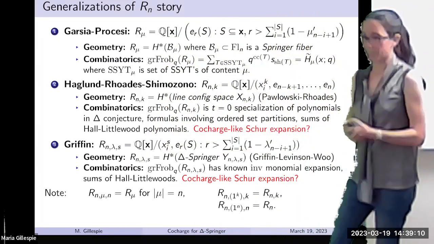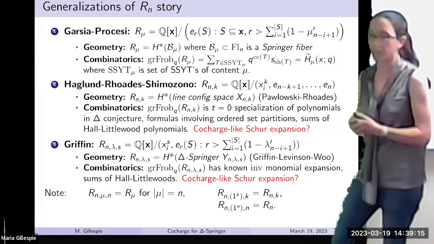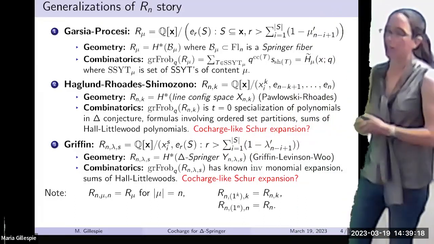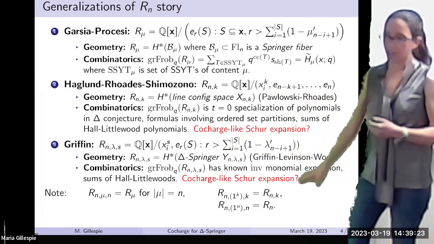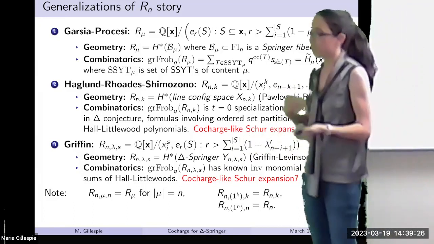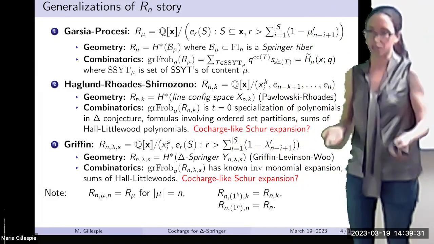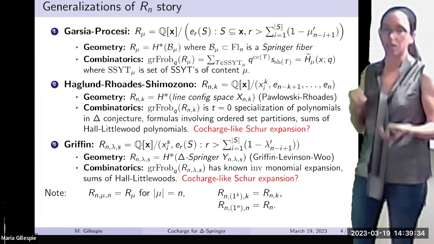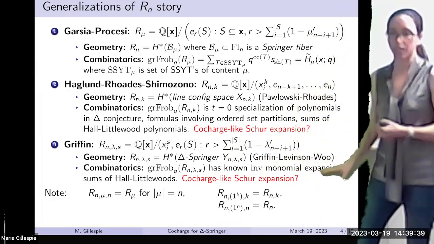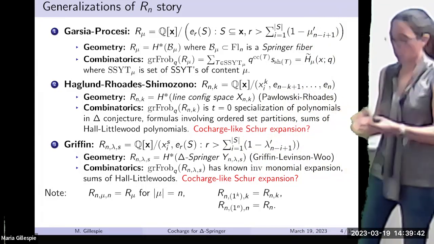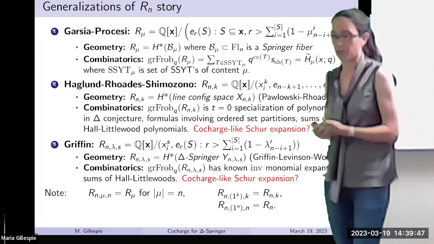So it really is a common generalization, and then it has nice geometric understanding in terms of these new delta Springer modules that Griffin, Levinson, and Woo recently came up with, which also gives a different understanding for the geometry here. And then on the combinatorics side, there are also lots of formulas for this. So Griffin has some formulas in terms of statistics, giving the monomial expansion and sums of Hall-Littlewoods. But again, we want a cocharge-like Schur expansion that just directly tells you what the graded decomposition into S_n modules is. And so that's what we're going to talk about today.